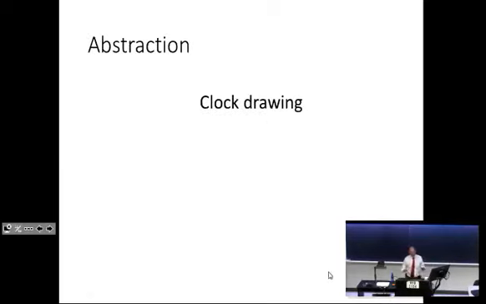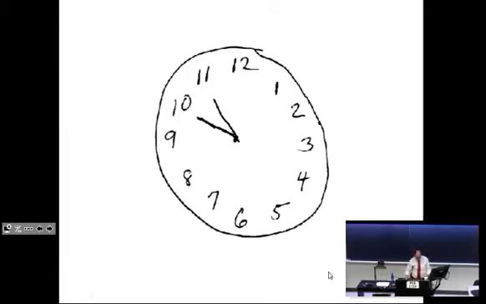Now, clock drawing, abstraction. Clock drawing measures many things as well, but one of the things that it measures is the ability to abstract. And people with frontal dysfunction often have difficulty with that. Let me show you an example of a clock where abstraction is important.